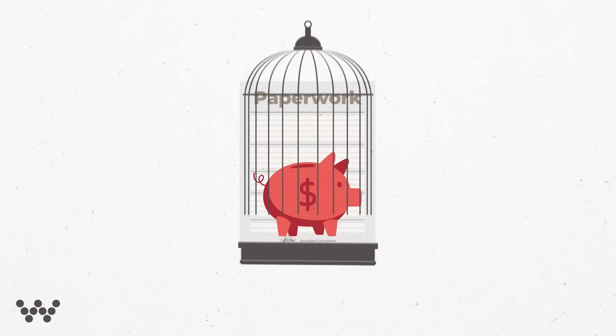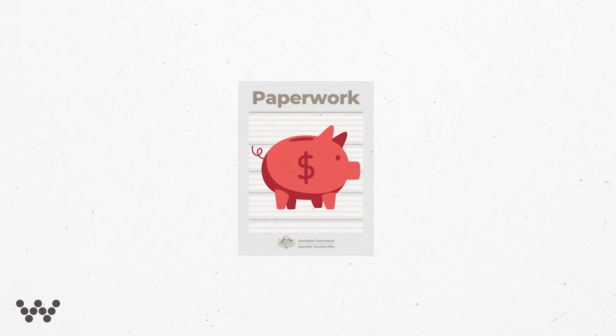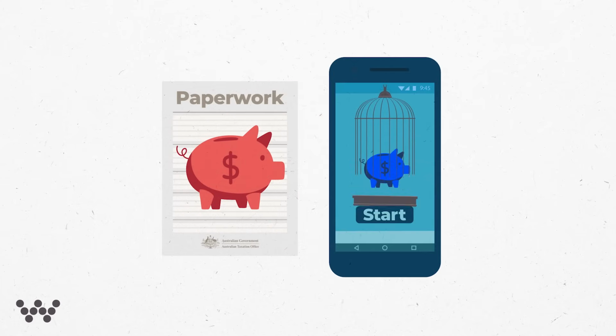Now, the most common question we get, and probably the most straightforward for us to answer, is how do you start a pension? In every case, it's just paperwork. If you're an industry super fund, you need to go on the app and complete a form that changes your account into an income stream.